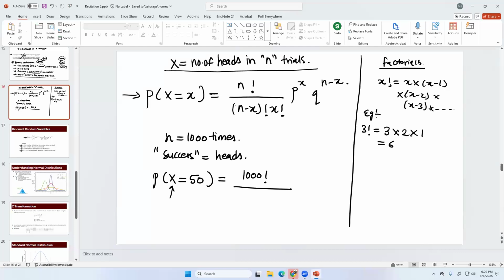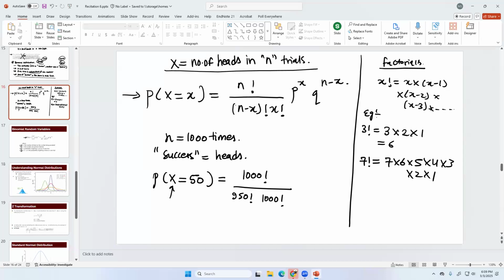Whatever factorial you want, you start with that number and keep decreasing by 1 all the way down to 1. So 7 factorial is what? 7 times 6 times 5 times 4 times 3 times 2 times 1. So that is what a factorial means. So n minus x is what? 950. x factorial is 50 factorial, and n factorial is 1,000 factorial again.